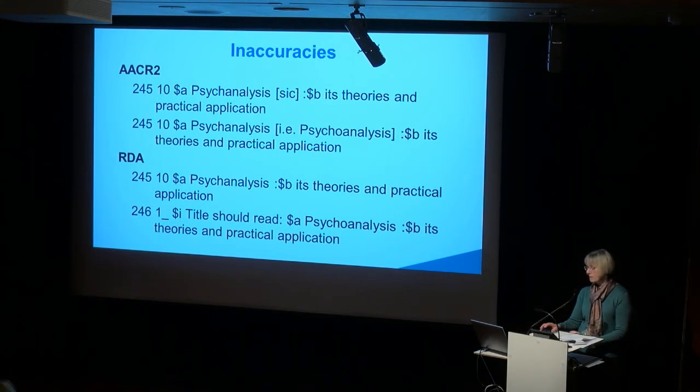So here's some examples of those changes. In AACR, where we would have used either SIC or IE, whatever it should be. And it always was an odd-looking thing, really. And expecting people to understand it was probably a bit of a stretch. Maybe they did 40 years ago. I don't think they do now. In RDA, now we would just transcribe it as is, and a 246 with a subfield I and A, so that it displays, and the user has access to the correct title as it should be.